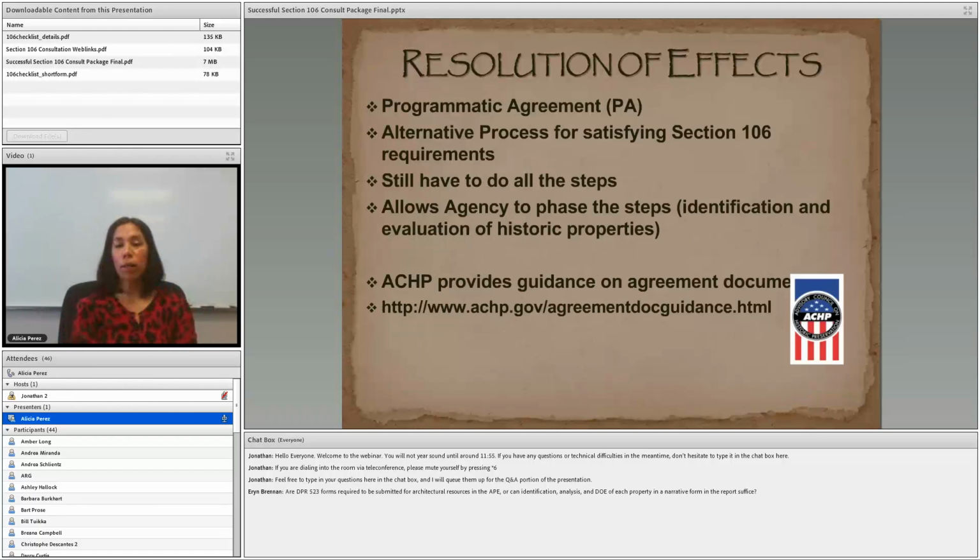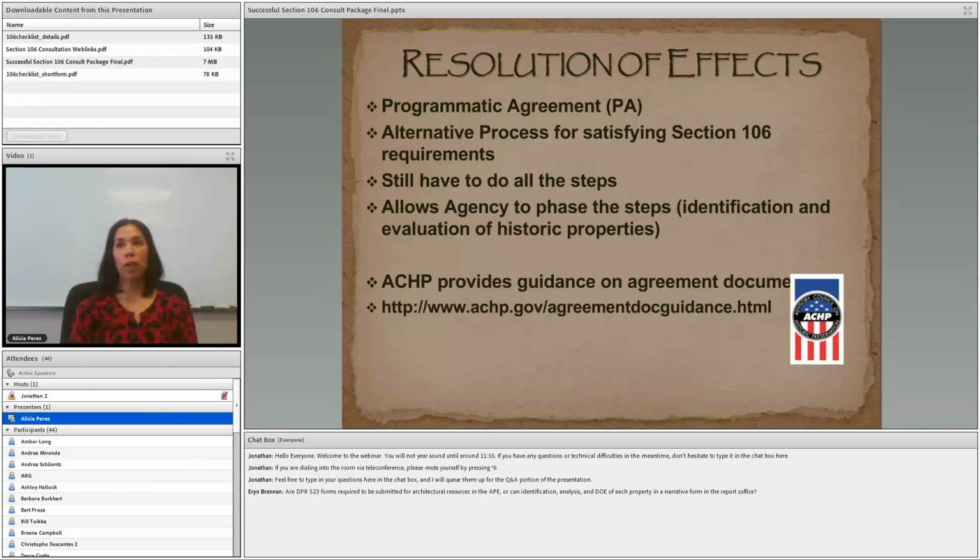Another agreement document that could be drafted to resolve adverse effects is the programmatic agreement, or PA. This is an alternative process for an agency to satisfy Section 106 requirements, but it's important to note that they still have to do all the steps. And it allows the agency to phase the steps.